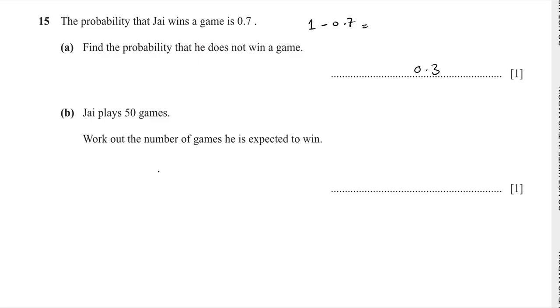So if he plays 50 games, what is the probability of expected winning games? All we have to do is take 50 and multiply it by the winning probability, that is 0.7, and that's going to be our answer. That's a total of 35 games.